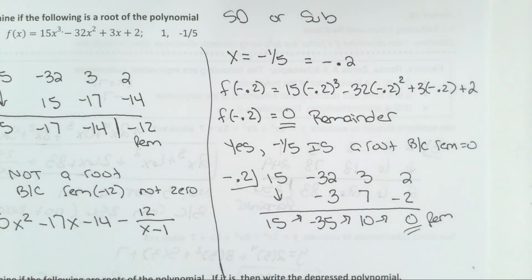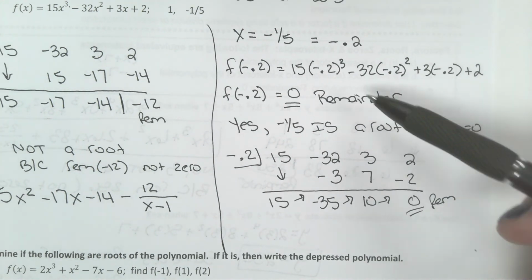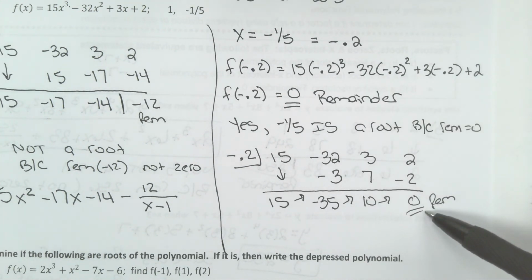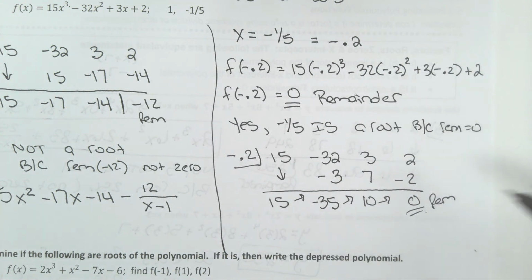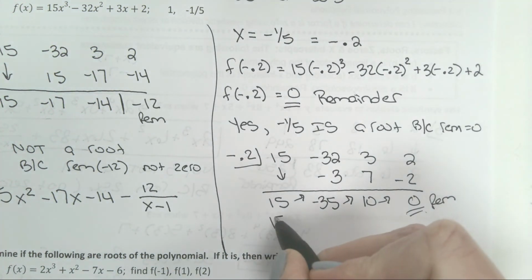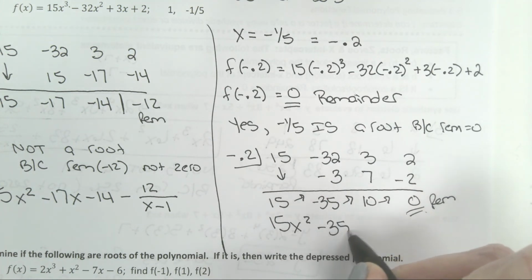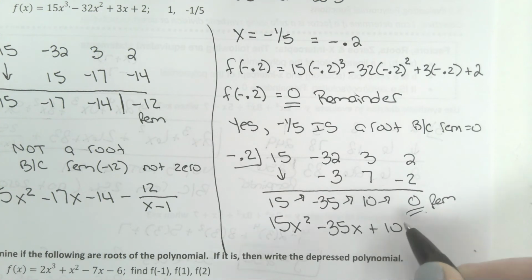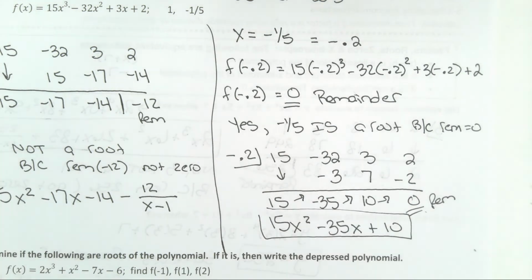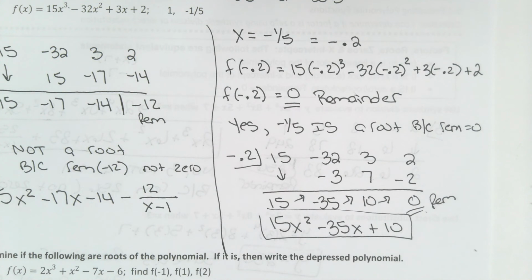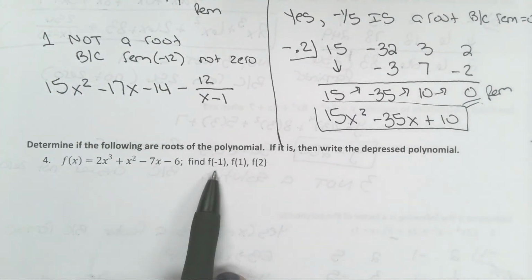Fantastic. That's what I expected to happen, because whether you do substitution or synthetic division, your remainder needs to be the same. So if I plug my variables in, that would be 15x squared minus 35x plus 10. And then tomorrow I would probably take this and finish factoring it down to find the other factors and roots of my polynomial. And the next one is just more of the same.